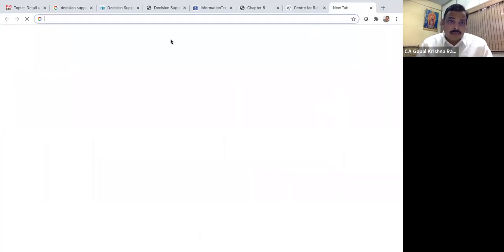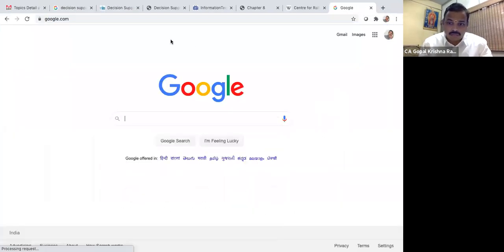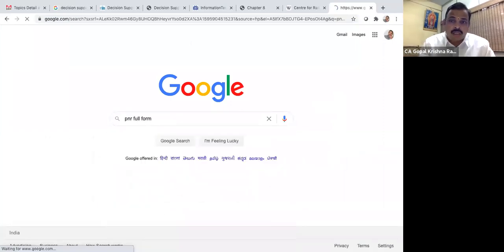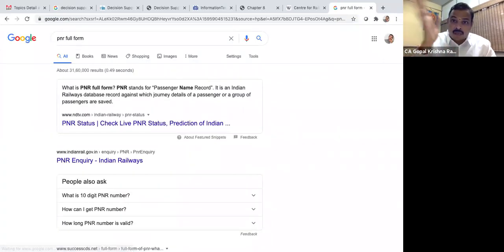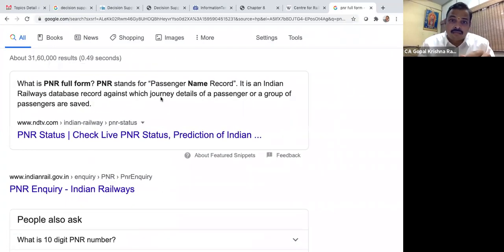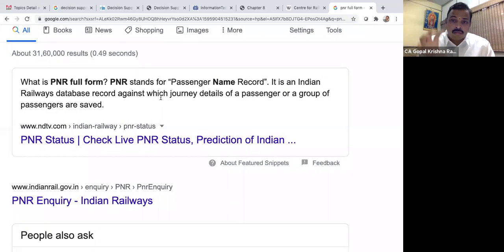So what is PNR? Please look here, guys. PNR, please look at the full form of this. Passenger name record. It is an Indian Railways database record against which journey details of a passenger or a group of passengers are saved. Very important. Now, passenger name record is the fundamental transaction number. You will say my name is so and so, I have booked on so and so, but I don't want all this. I want only your PNR. Through PNR only, your entire database I can access.